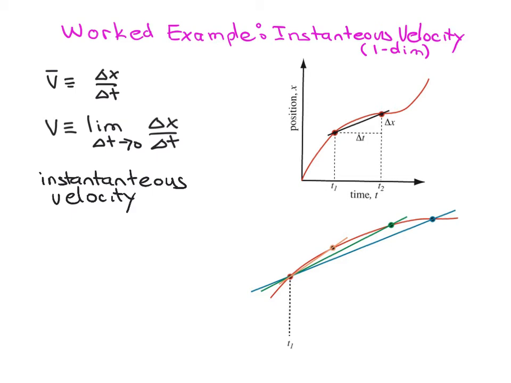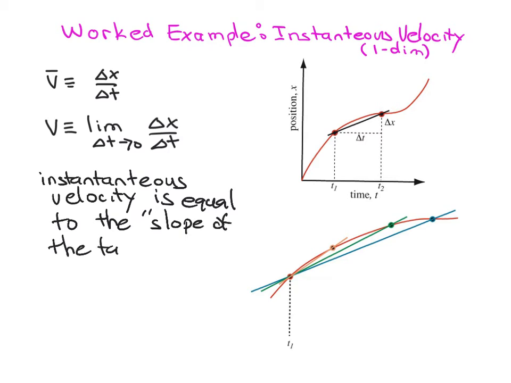is equal to the slope of the tangent line in our position versus time graph.